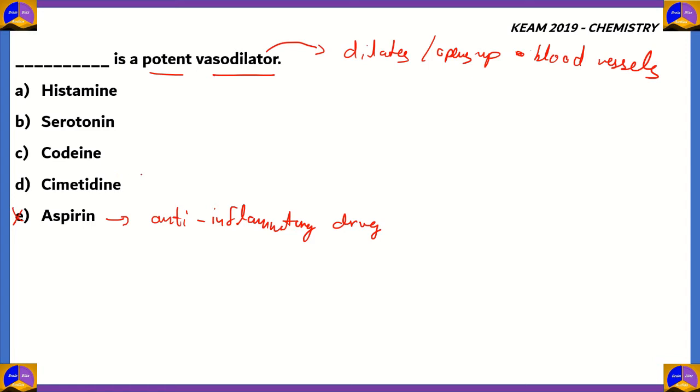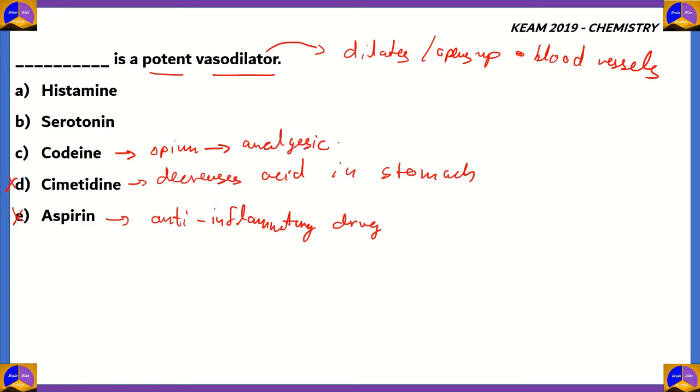Now, what about cimetidine? Well, cimetidine is a drug that is used for cases of acidity. It decreases acid in the stomach. So therefore, option D is incorrect. What about codeine? Codeine is taken from opium, and most of the drugs that we take from opium, such as heroin, morphine, and codeine, they are analgesics, which mean that they relieve pain. So therefore, option C is incorrect.